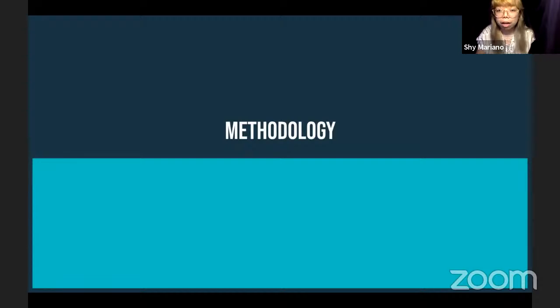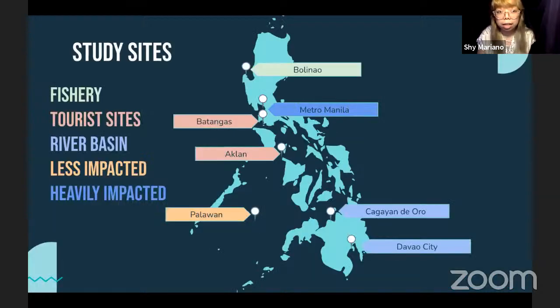So for our method, water quality in the Philippines is a major issue. So we want to know the current situation of pharmaceutical contamination in our coastal waters. For our study, we sampled from different sites across the country: from Bolinao, Pangasinan, we have Manila Bay, Metro Manila, Mabini, Batangas, and Boracay Island, Aklan.